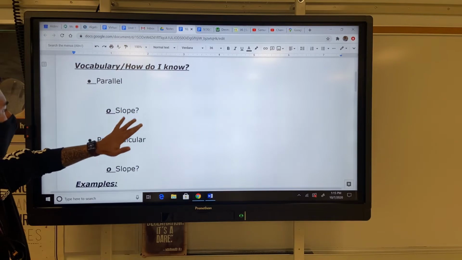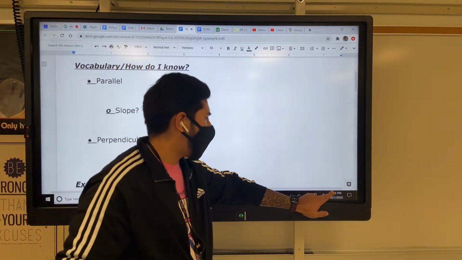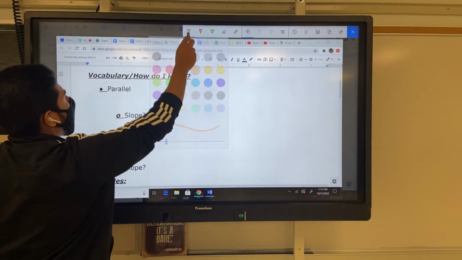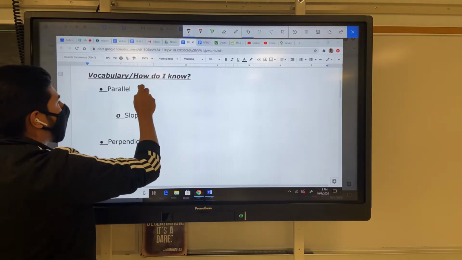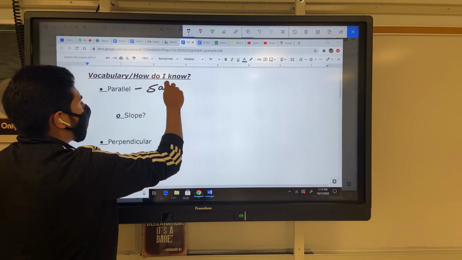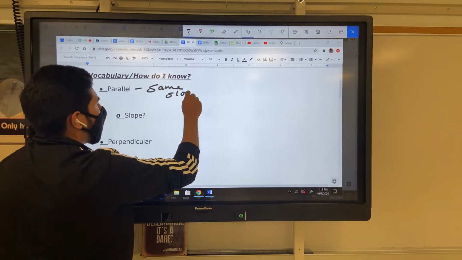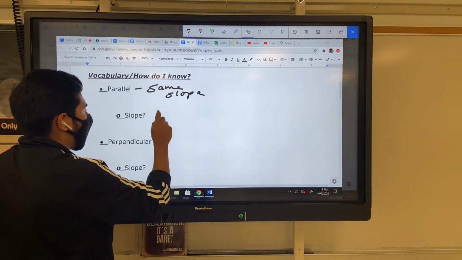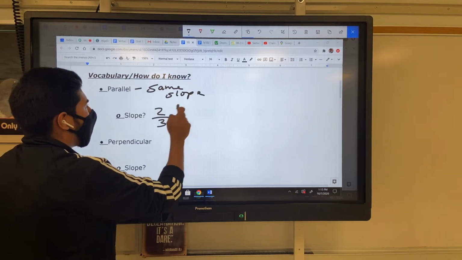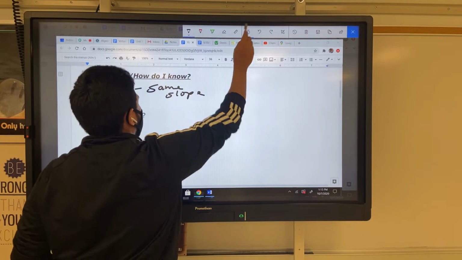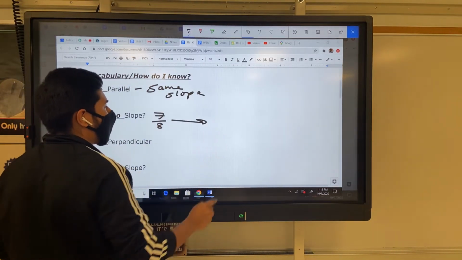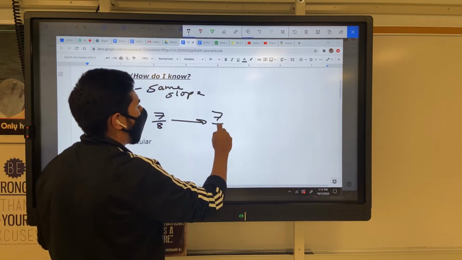Don't forget what parallel and perpendicular means. Let's go over that real quick. Just a statement: parallel is the same slope. Saw a good amount of people doing good on the quiz. What happens with that slope example? Let's use a different one since I did that one yesterday. 7 over 8 still will be 7 over 8.